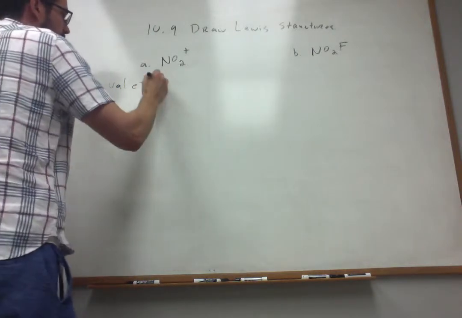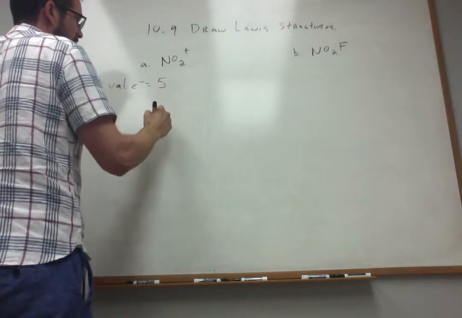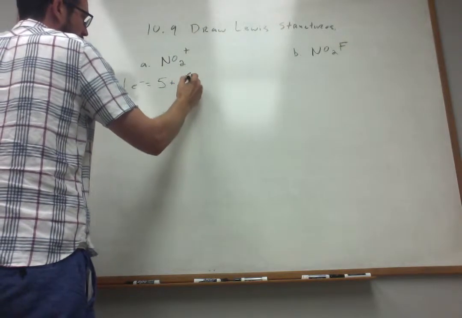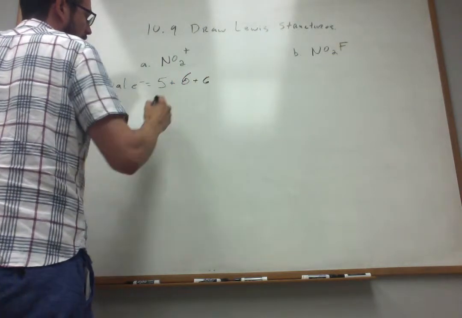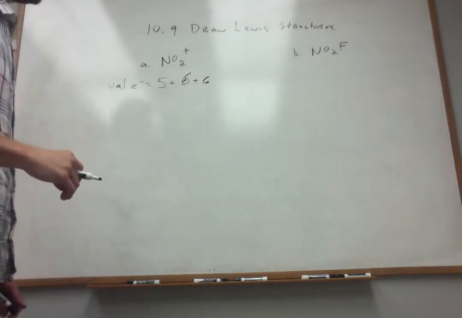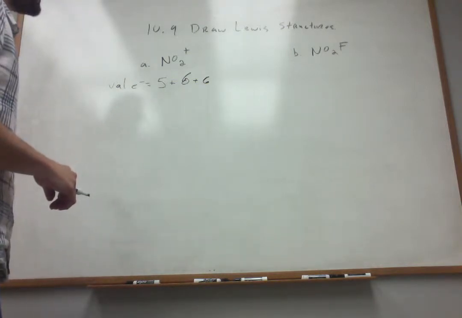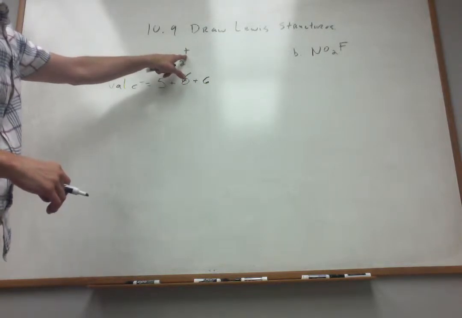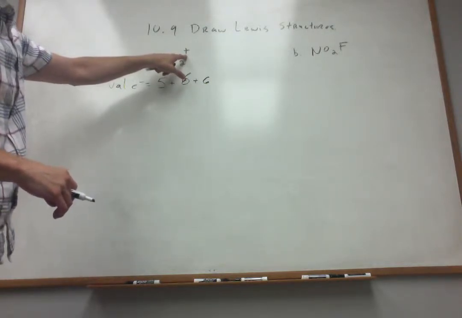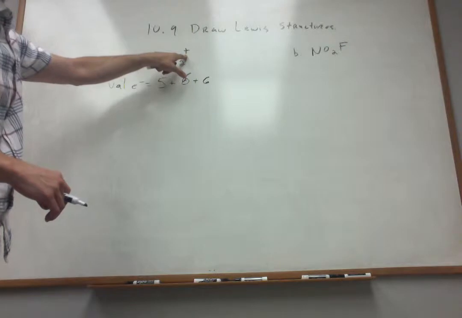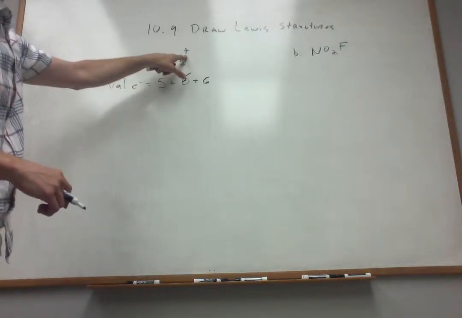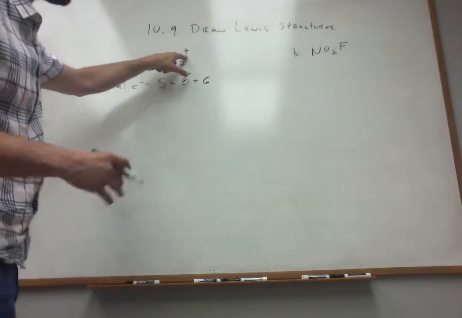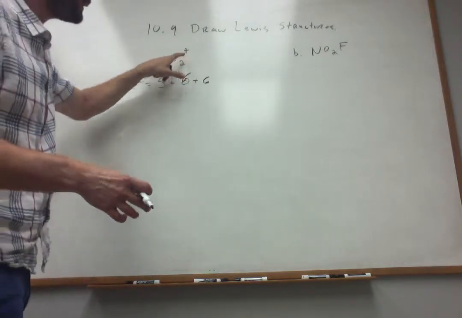Well, nitrogen has 5 valence electrons, and each oxygen has 6, in its neutral state. But let's take a look at this for a second. This is an ion, is it not? So it's a positive ion or a cation. And the only way in chemistry we can make those cations, remember, we cannot add protons. The only way we can make a positive ion is by loss of electrons.